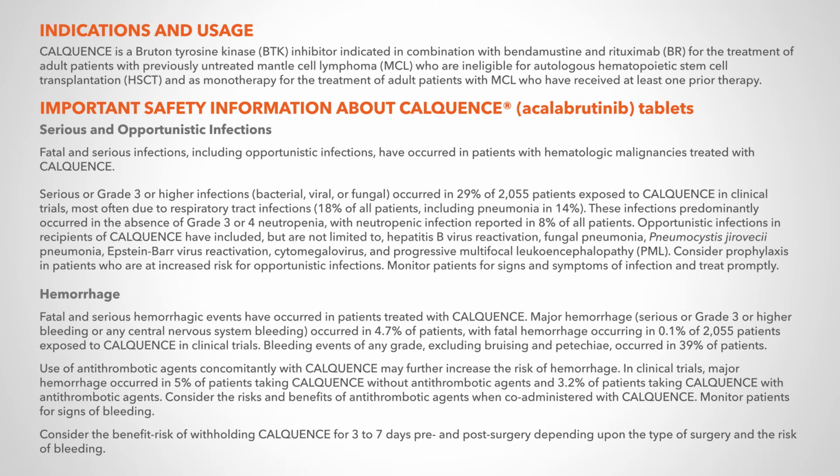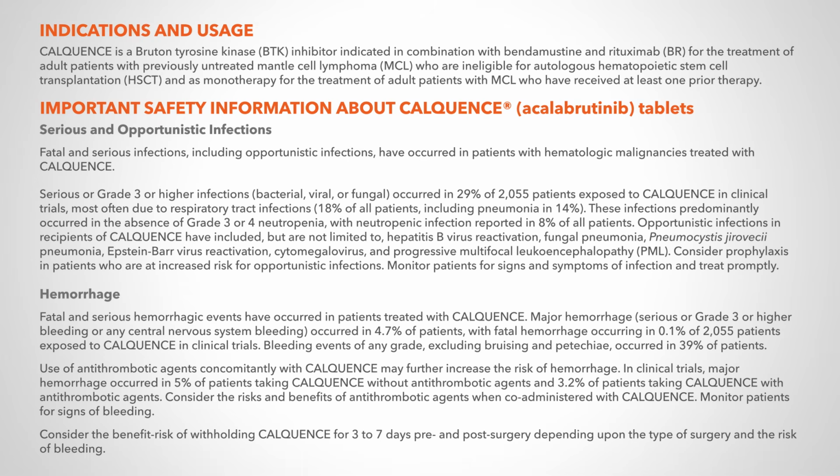These infections predominantly occurred in the absence of grade 3 or 4 neutropenia, with neutropenic infection reported in 2.7% of all patients. Opportunistic infections in recipients of CALQUENCE have included, but are not limited to, hepatitis B virus reactivation, fungal pneumonia, pneumocystis jirovecii pneumonia, Epstein-Barr virus reactivation, cytomegalovirus, and progressive multifocal leukoencephalopathy, PML. Consider prophylaxis in patients who are at increased risk for opportunistic infections. Monitor patients for signs and symptoms of infection and treat promptly.